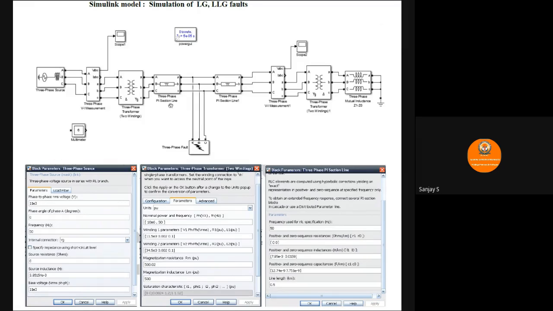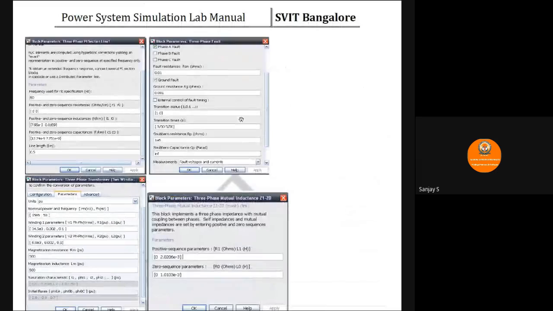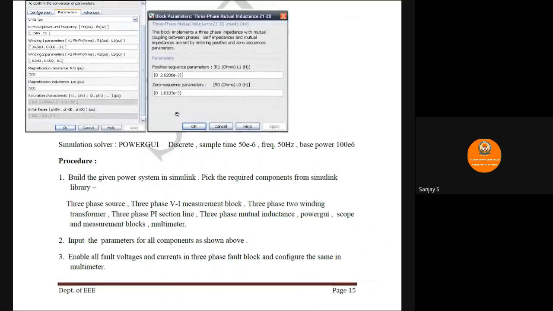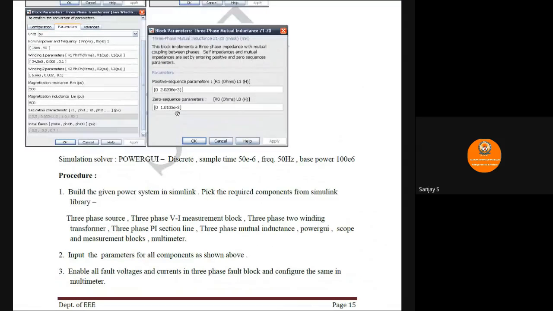Then here we have a three-phase pi section transmission line. The transmission line length is known to us. So we take half of the transmission line modeled over here, and the other half of the transmission line modeled over here. Say for example, if the transmission line length, just a minute.